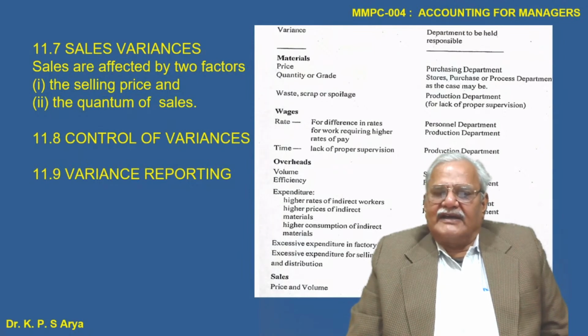difference in rate at work requiring higher rates of pay, personnel department, production department; time, lack of proper supervision, production department; overheads, volume efficiency, sales department, production department; expenditure in higher rates of direct workers, higher price of different material, higher consumption of indirect material, the personnel department, purchase department, and the production department. Excessive expenditure in factory, production department; excessive expenditure for selling, the selling department; sales price and volume, selling department.